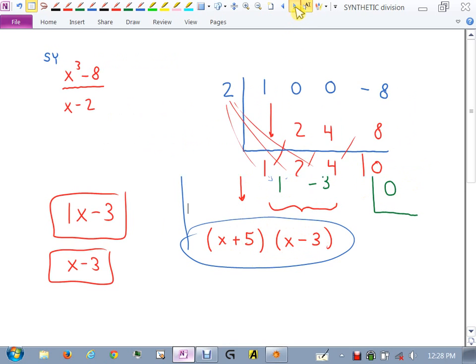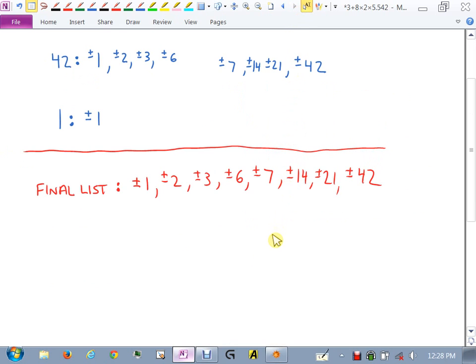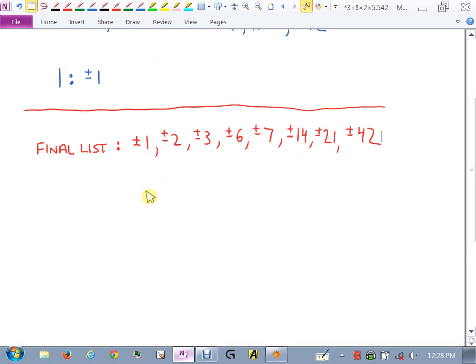Well, guess what this list of numbers gives us? All of the potential candidates that we should try, one by one, until we get a 0 in the synthetic division. Understand? That sucks. Okay, so what's that? If it is factorable over the rational numbers, yes.